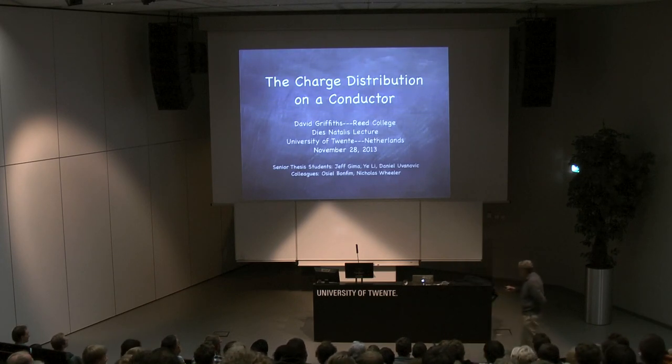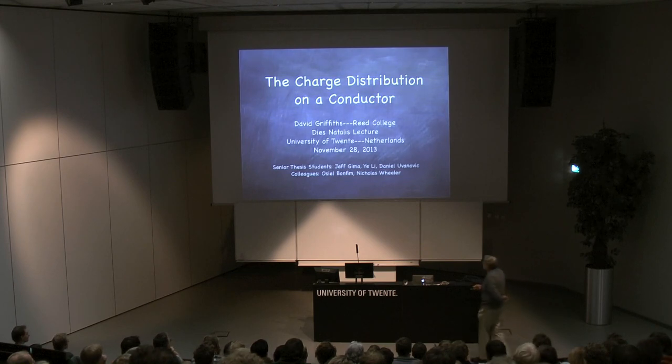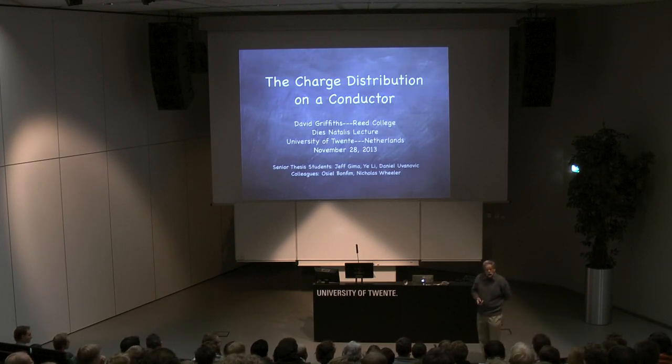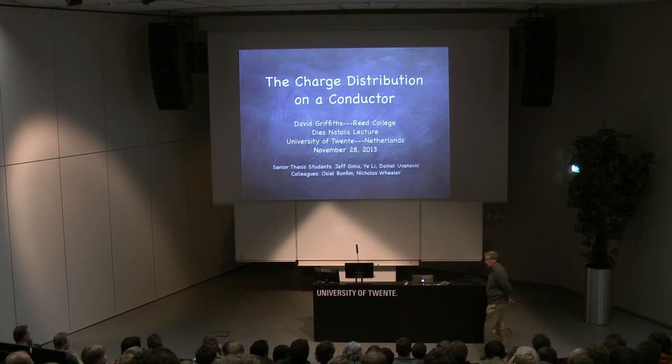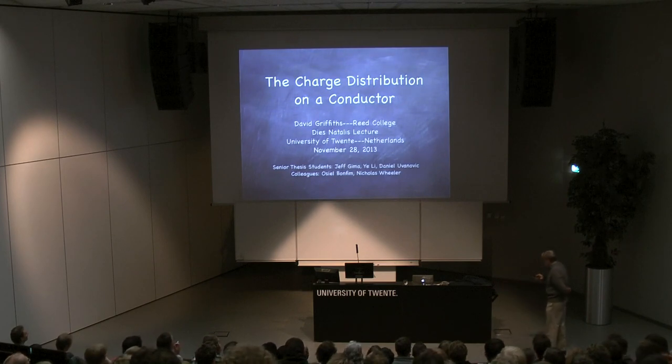This is based on some work done with senior thesis students at Reed College, where I'm from, and a couple of colleagues also. So the issue is, how does charge distribute itself over a conductor? A curious thing, by the way, is that there are very few problems in textbooks on this. There are some simple geometries where everybody knows the answer. But apart from very simple geometries, this is not a question that's often asked, for very good reason, namely that it's extremely difficult to answer in any but the simplest geometries.